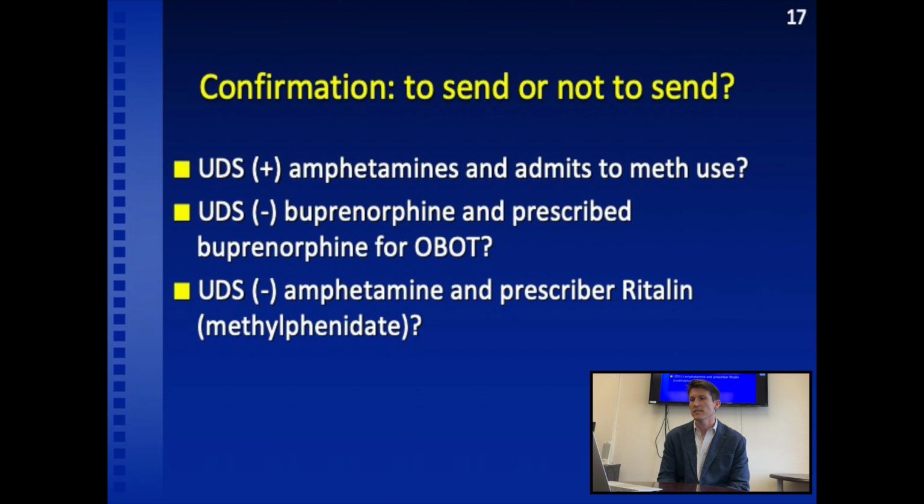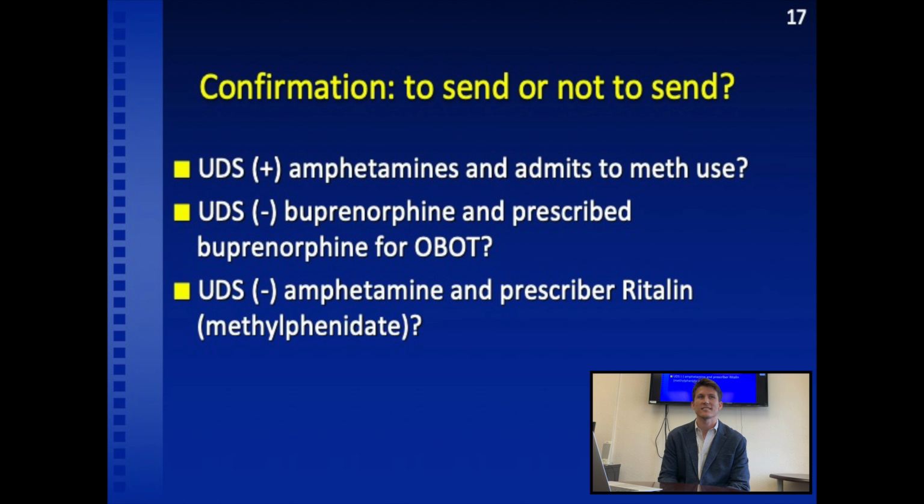So one is, this one hopefully is pretty straightforward. If a patient is positive for amphetamines, is always positive for amphetamines, and says I smoke meth, would you need to send that? No. Okay. Let's say somebody's urine drug screen is negative for buprenorphine and is prescribed buprenorphine through an office-based setting and says that they are taking their buprenorphine. Would you send that? Excellent. Okay, and then how about this one? Urine drug screen is negative for amphetamines and is being prescribed methylphenidate for ADHD and says they're taking it. Would you guys send that out for confirmation?